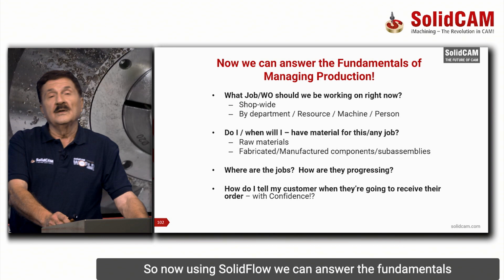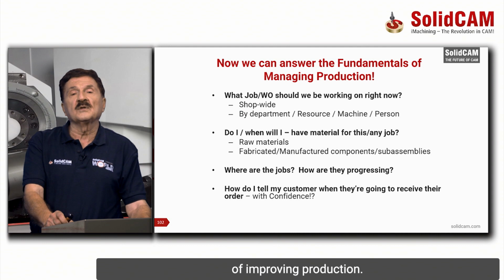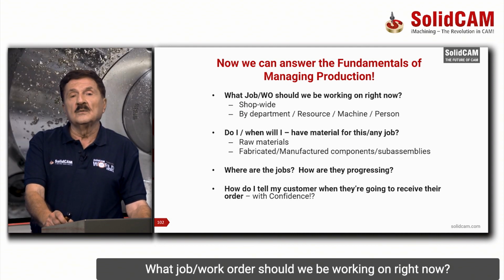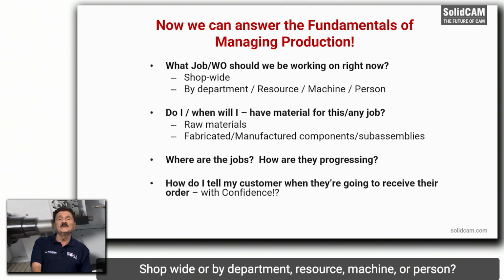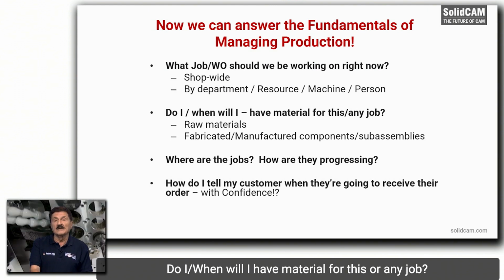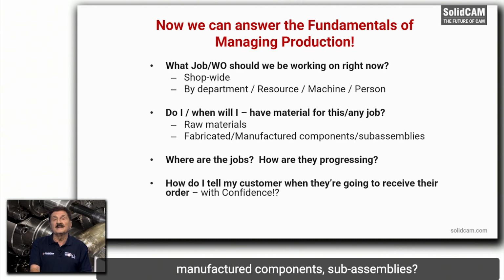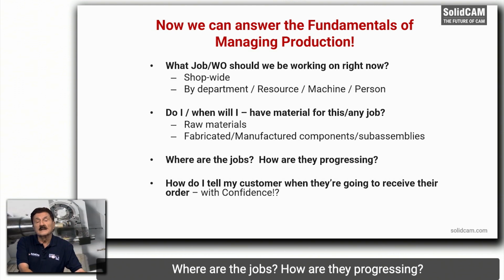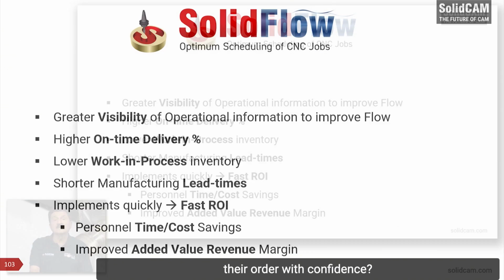So now, using SolidFlow, we can answer the fundamentals of improving production. What job, work order should we be working on right now, shop-wide or by department, resource, machine, or person? When will I have material for this or any job? Raw materials, fabricated materials, fabricated components, manufactured components, sub-assemblies. Where are the jobs? How are they progressing? How do I tell my customer when they are going to receive their order with confidence?